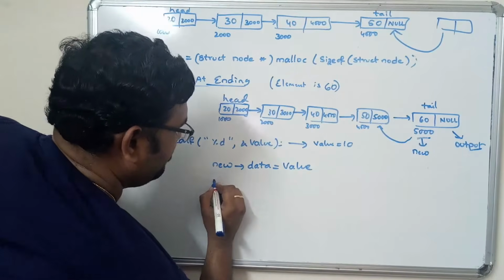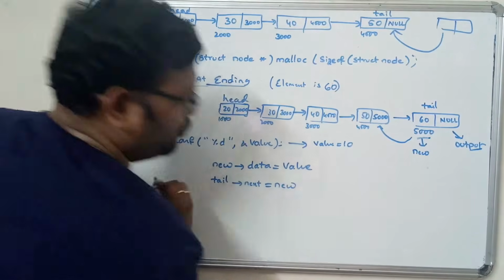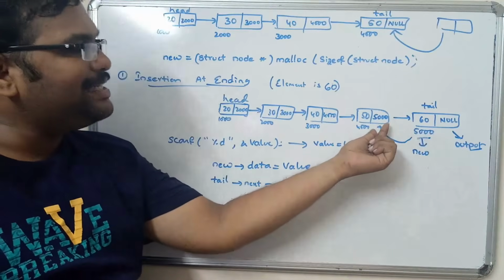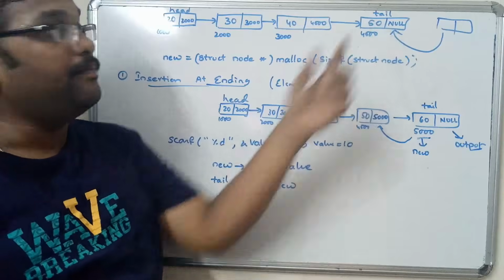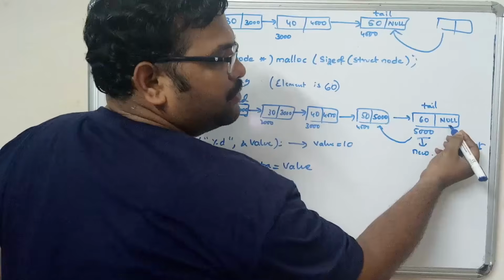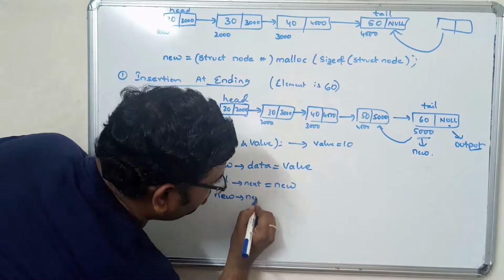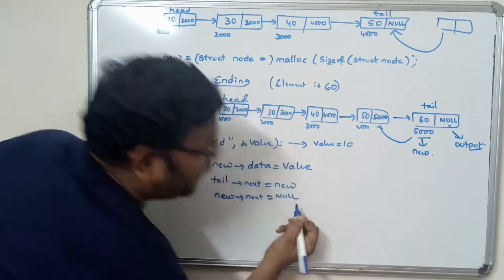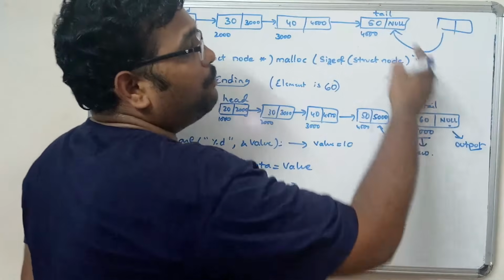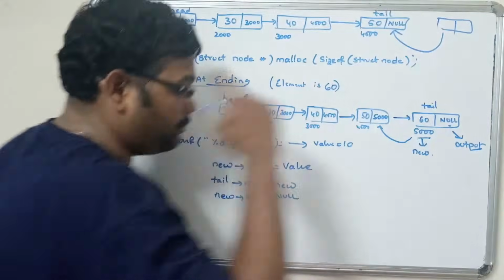So tail of next is equal to new. Automatically the node new address will be saved into the element 50, right? And the new of next should be null because it is a last element. So new of next is equal to null, right? So with these statements the node is created, but the tail is at the last but one position. We have to move this tail to last node.